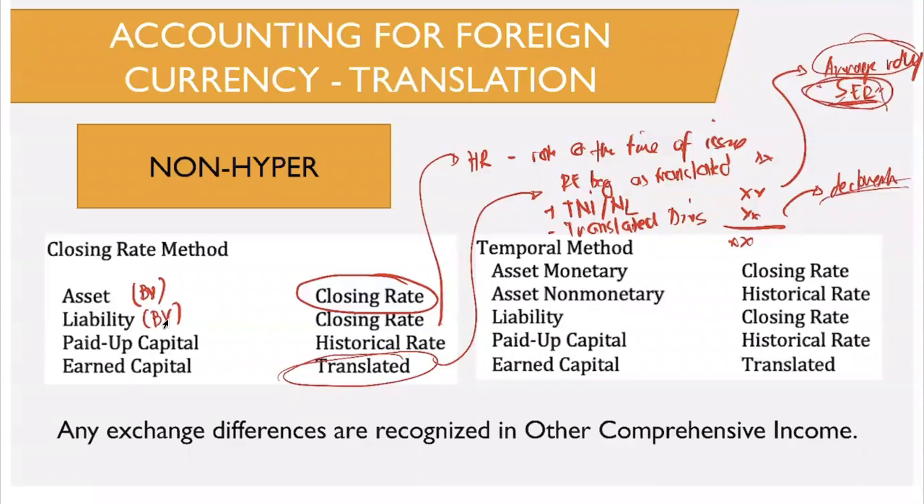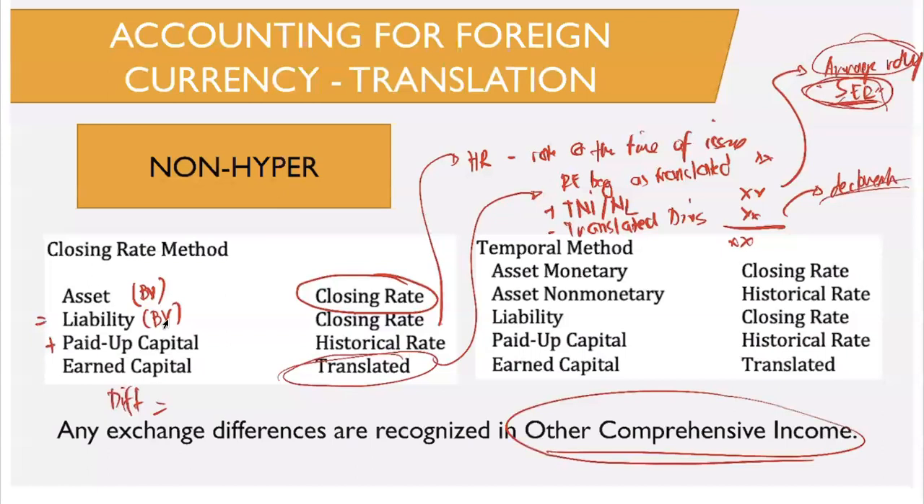Okay, so closing rate method: asset closing rate, liability closing rate, paid up capital historical rate, earned capital translated. Now the difference, if ever, because asset is equal to liabilities plus equity, the difference is recognized in other comprehensive income. Okay, next. We use your temporal method.